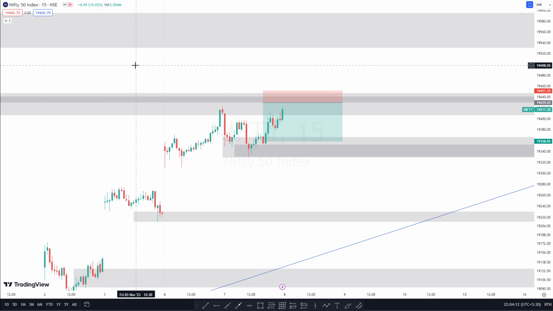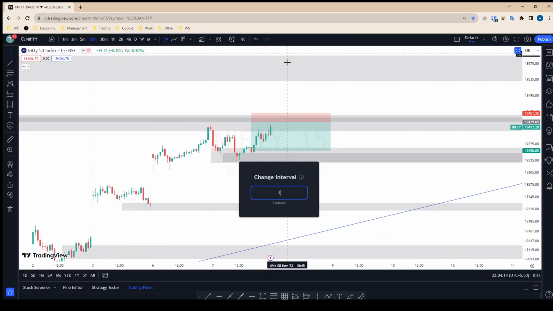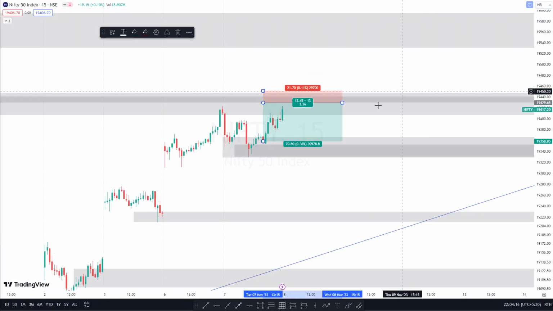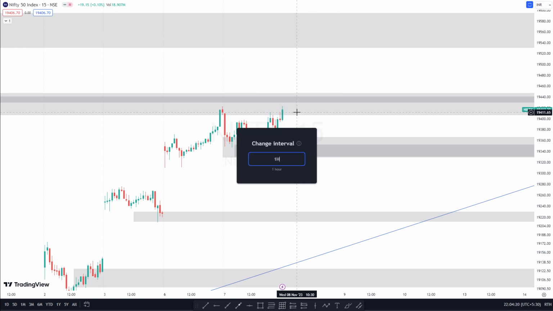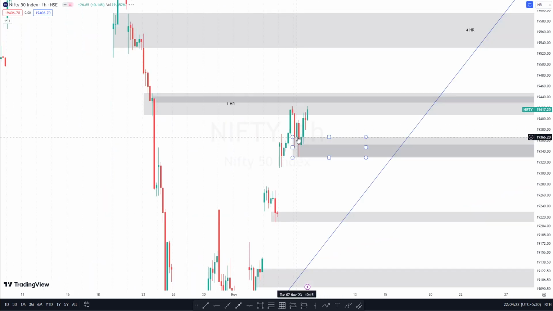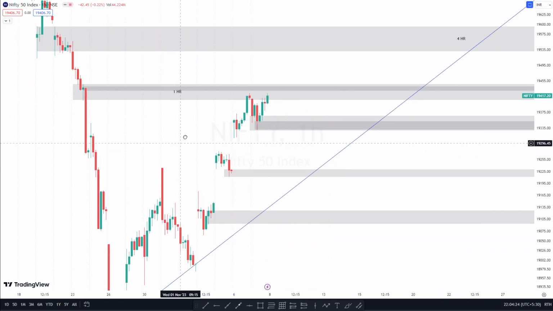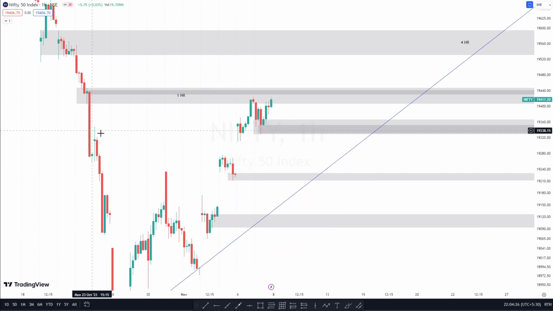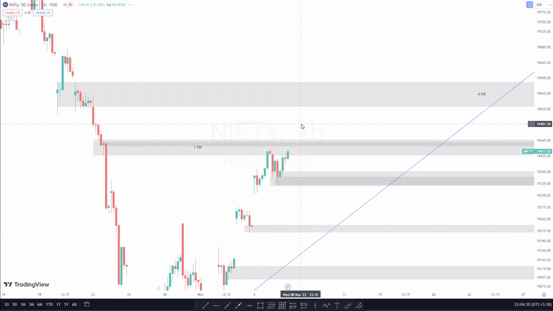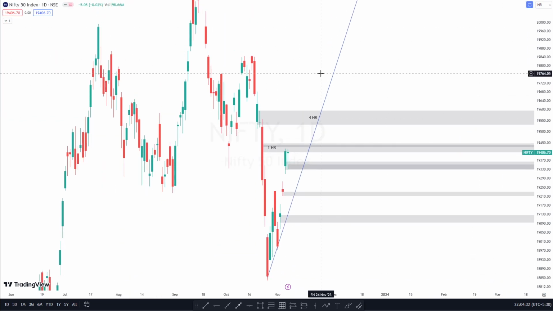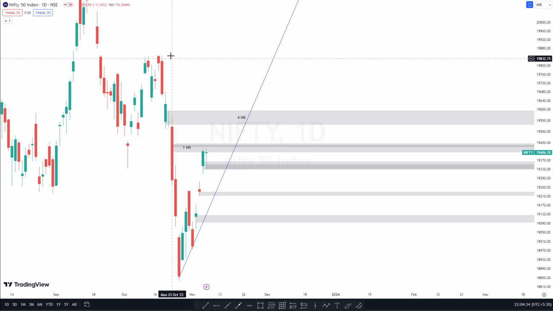All right. So there is also one other demand zone here. Let me delete this. There's also one other demand zone here. So as you know, Nifty is now in a short-term uptrend. For it to make a valid uptrend, I would want Nifty to close above this level. Of course, that is still a bit higher.